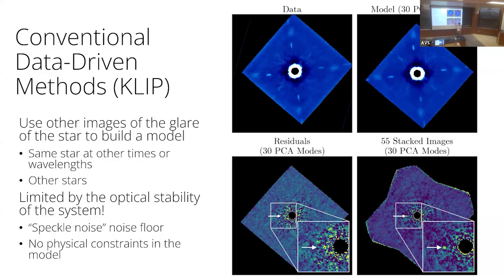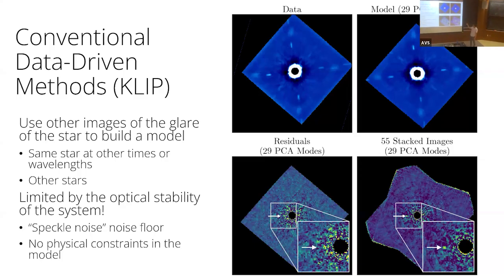As we increase the number of principal components, the number of components we're using to describe the variations in the glare of the star, we can remove more and more of the glare. And we stack 55 of these residuals together over time as we add more and more principal components that relate to describing more and more of the variance of the glare of the star. We can actually see faint point sources appear in our data. So this is how we are able to see faint exoplanets buried in the residual glare of the star, even after adaptive optics and coronagraphy.